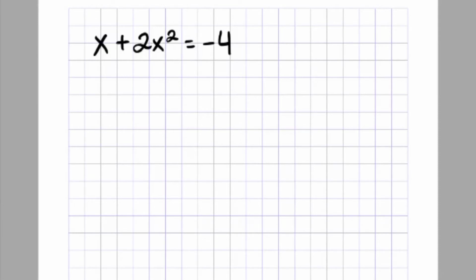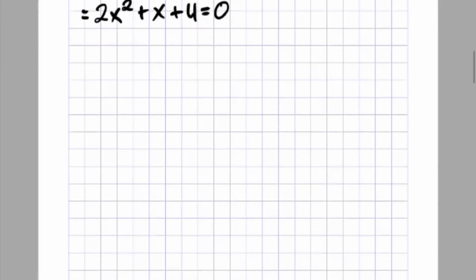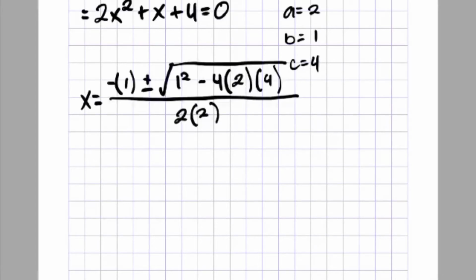So from x plus 2x squared minus negative 4, we're going to turn it into 2x squared plus x plus 4 equals 0. When it is already in standard form, we need to get the values of a, b, and c. After we get the values of a, b, and c, we need to follow the formula given earlier. After we follow the formula, we need to simplify it.